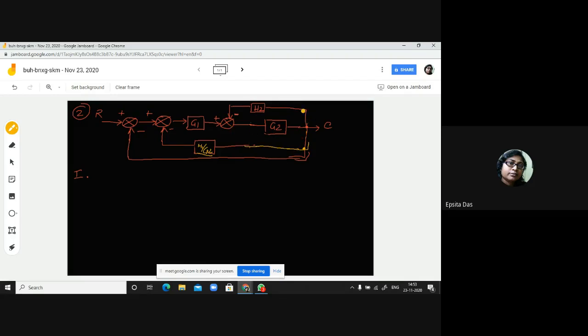We can reduce this part now, because there is no blocking. So I can reduce this part, and this summer will go off. So what will be this transfer function? The transfer function will be G2 by 1 plus G2H2. Yes, very good.